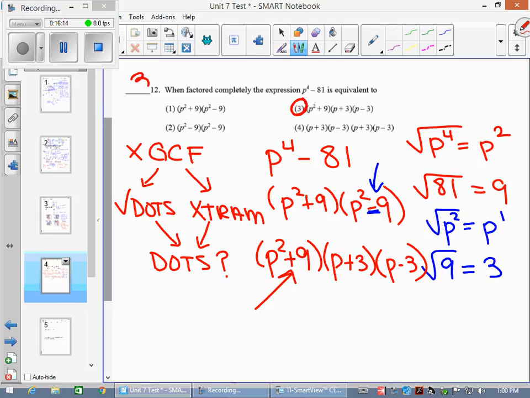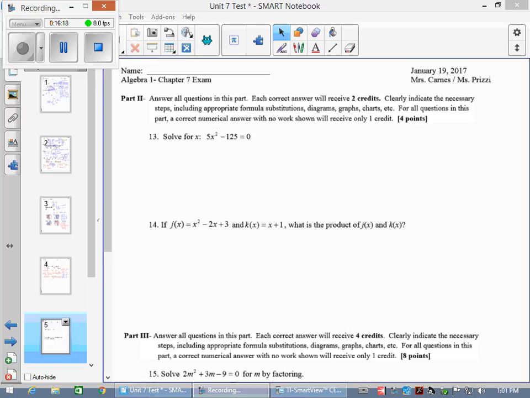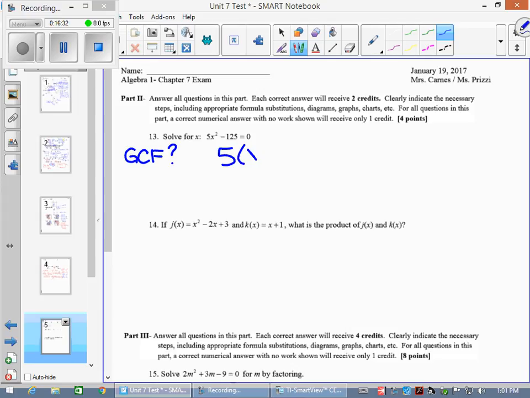Okay, question 13. We're being asked to solve for x. So again, just like in question 12, we went through those possible factoring methods. First thing I'm going to look for is there a GCF? There is a GCF here of 5. So I'm going to factor that out. And if I divide 5x squared by 5, I get x squared. If I divide 125 by 5, I get 25. Keeping that minus sign in between.